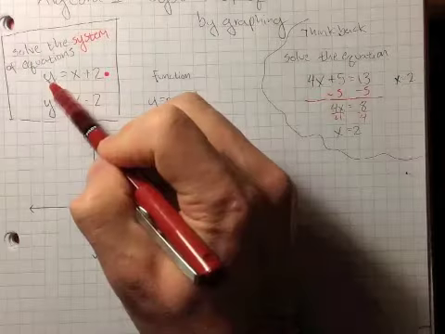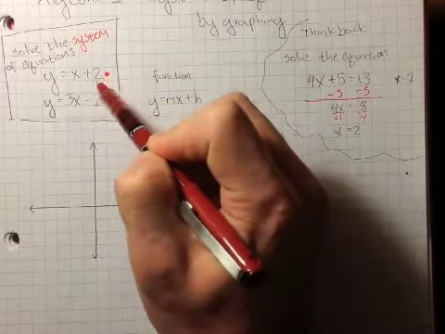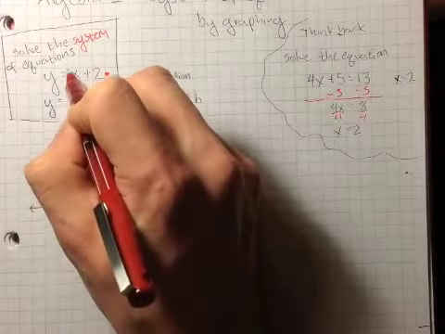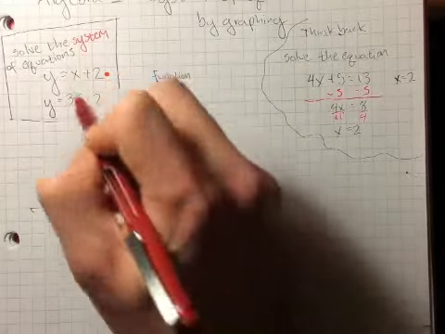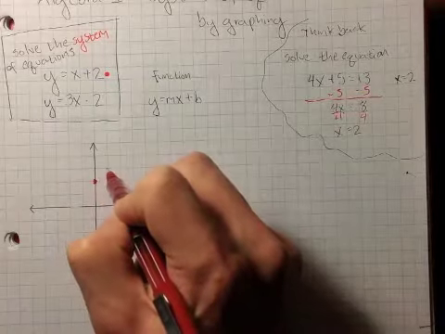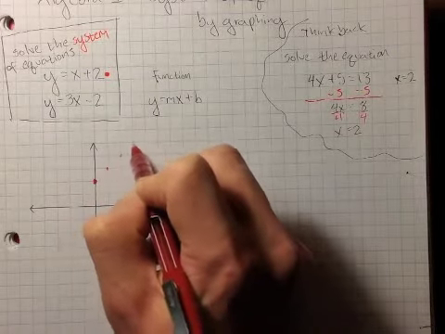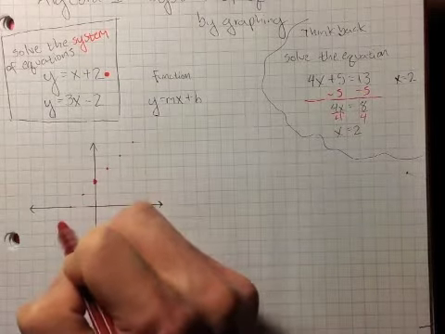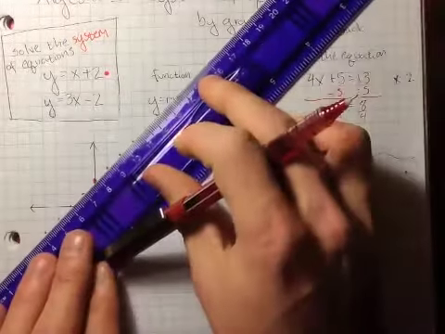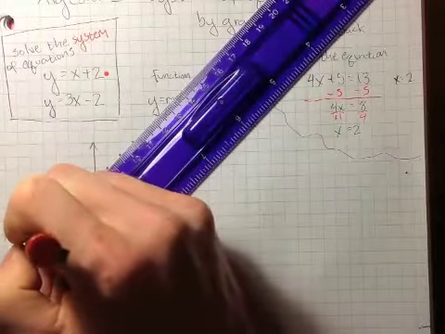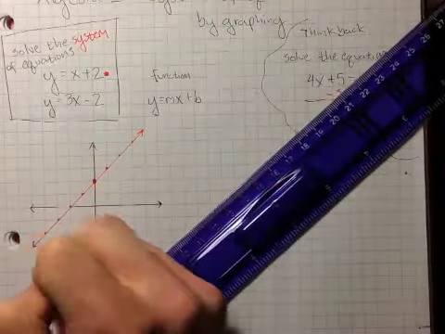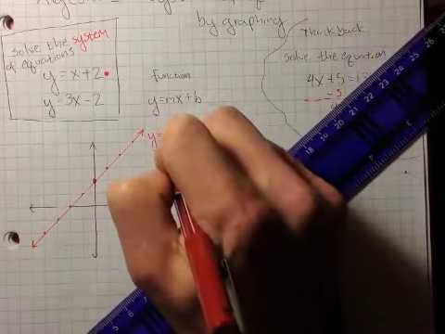So right here, y equals x plus 2. The y-intercept is 2. The slope is this imaginary 1. So that means that I'm going to rise 1, run 1. Rise 1, run 1, and so on. Okay? So this is a graph of the first equation, y equals x plus 2.